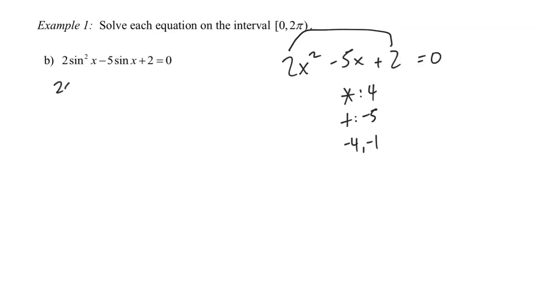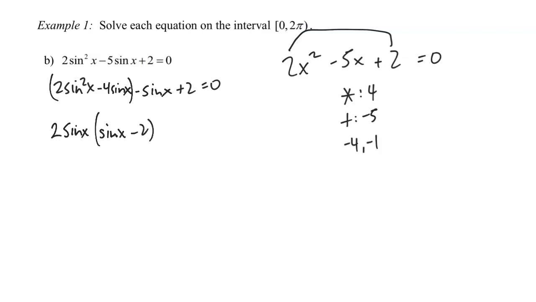And so I'm going to come over here, I'm going to write down the ends of this expression, and in the middle I'm going to have 2 terms that have sine x, one of them with a coefficient of -4 and the other with a coefficient of -1. And then when I group together the first 2 terms, I'm going to factor out a GCF. And so what do they have in common? They have a 2 and a sine x. And when I factor out a 2 sine x, I'm going to be left with sine x minus 2.